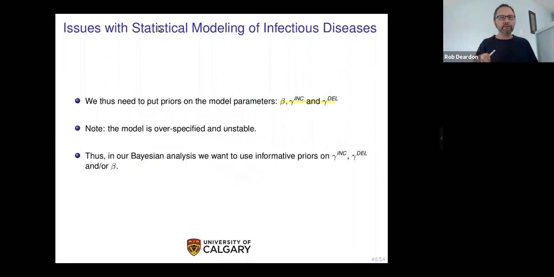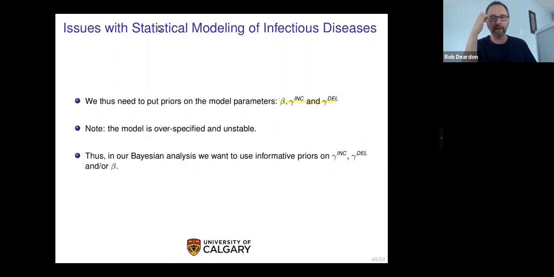But this model now is overspecified and unstable. Right? In fact, I think I'd go as far as to say it's non-identifiable, or at least very poorly identifiable. So when we do our Bayesian analysis, we do want to use informative priors. So another reason, as well as the computational machinery that we get through MCMC, another reason that we like to do this in a Bayesian framework most of the time is that we do need to put informative priors on those parameters.